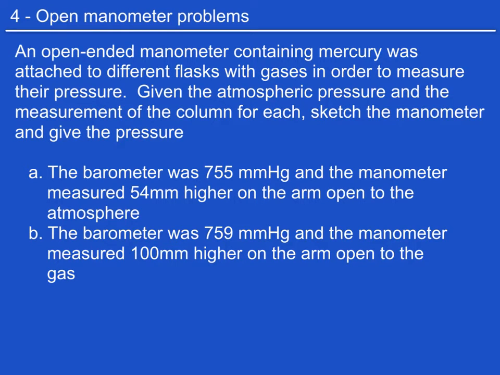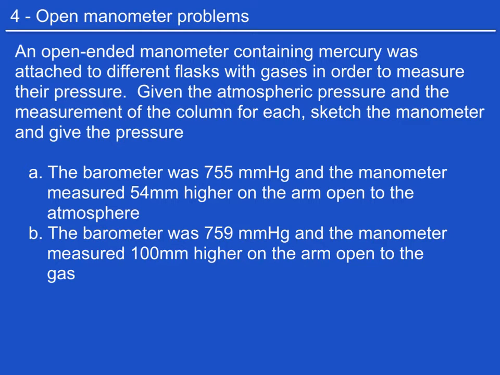Okay, so in this video we're looking at open-ended manometer problems. If we have an open-ended manometer which contains mercury, it's attached to different flasks with gases in order to measure their pressure. So we're going to take a gas in a flask, attach it to the manometer, look at the change in the mercury and use that to find the pressure.